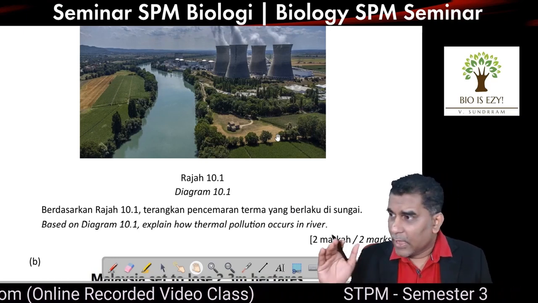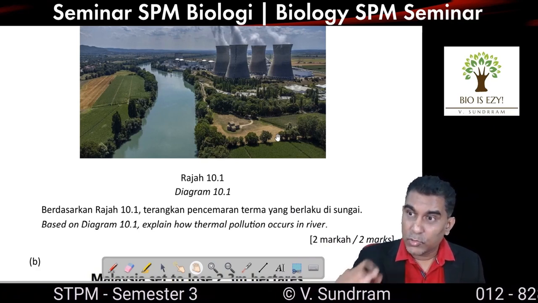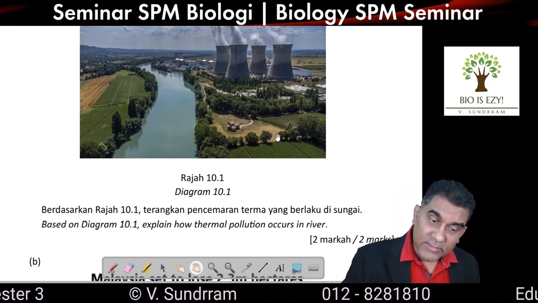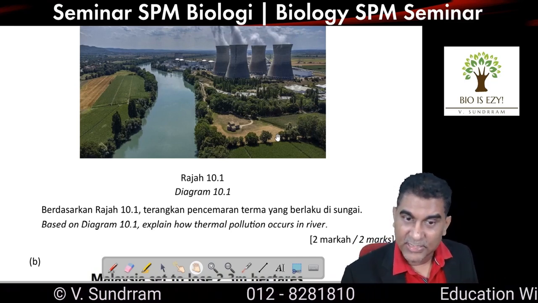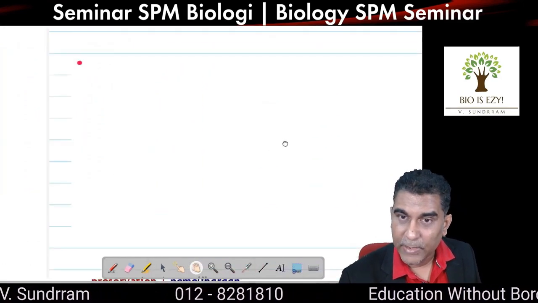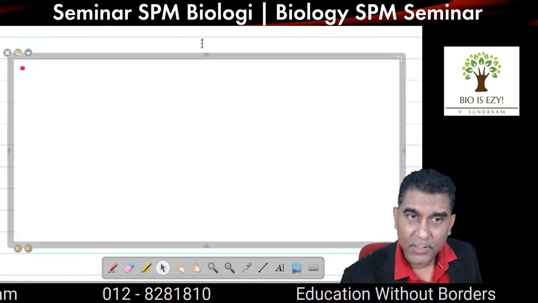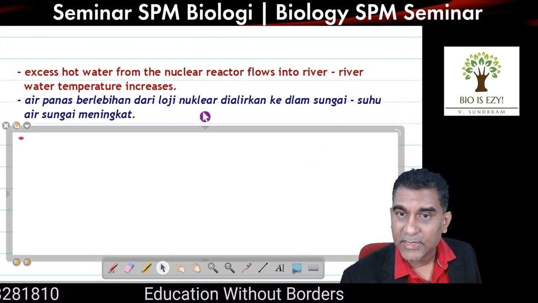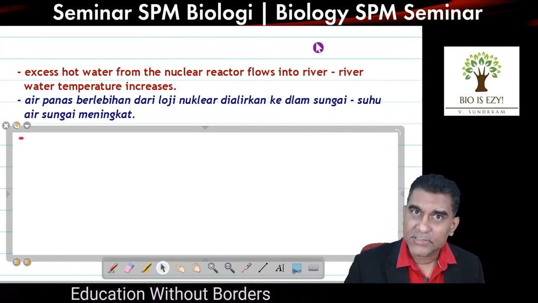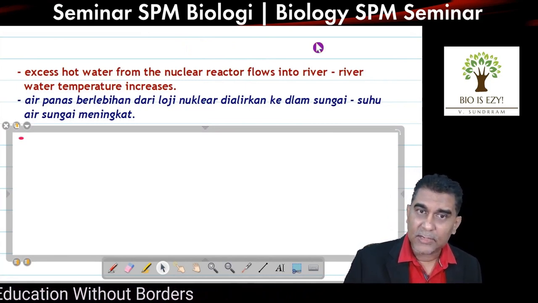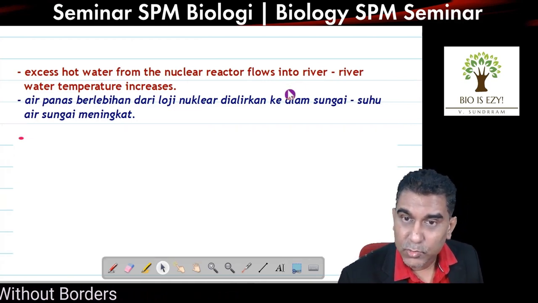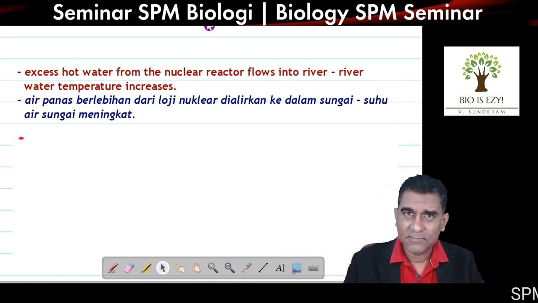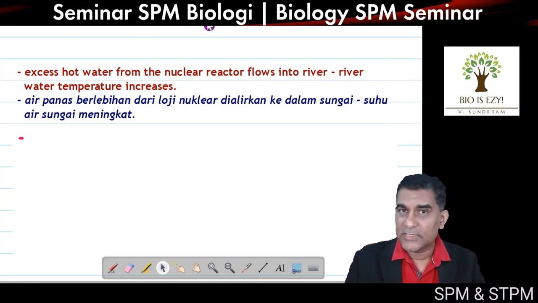So the first point. Bila air panas mengalir ke dalam sungai, suhu air sungai itu akan mula meningkat. So as the hot water flows into the river, water temperature increases. That should be our first point. So jawapan pertama ialah suhu air meningkat. So the first answer that we have in here, excess hot water from the nuclear reactor flows into the river, water temperature increases. Air panas berlebihan dari loji nuklear dialirkan ke dalam sungai, suhu air sungai akan mula meningkat. So itu markah pertama. That's standard. That's the easy answer. But the next point is the main answer.